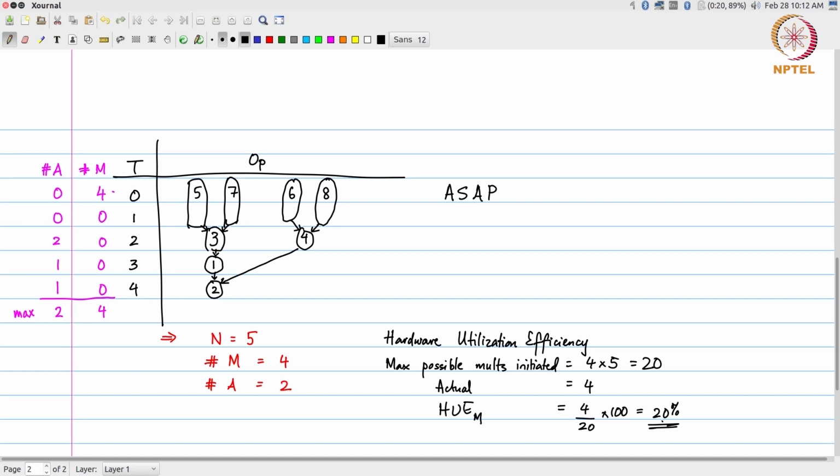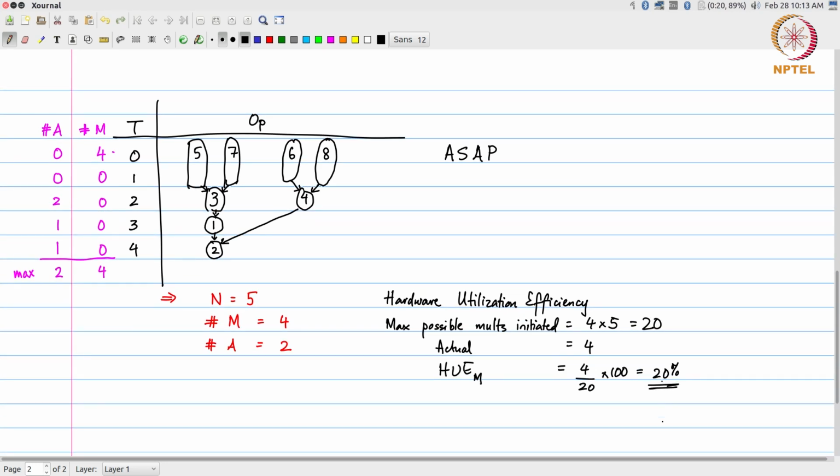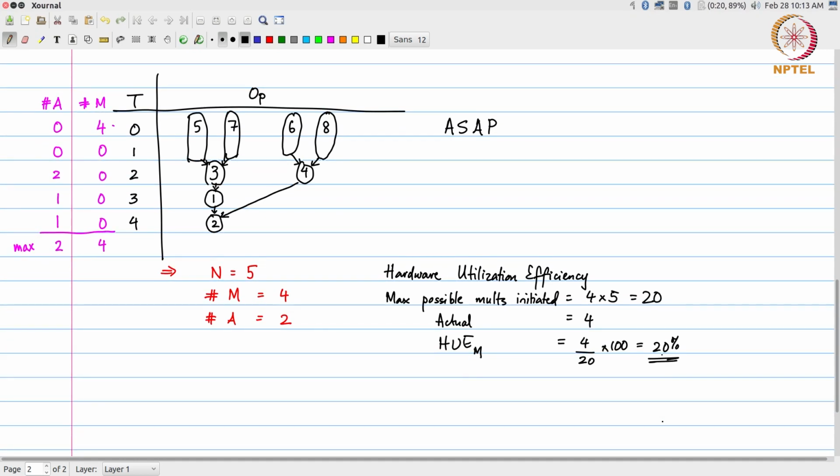The situation for addition is slightly better, simply because I have used only 2 adders. So let us do the calculation. The maximum number of possible additions is 2 into 5, so that is 10. The actual number of additions is once again 4. So the hardware utilization efficiency for the addition operations is 4 by 10 into 100, 40%. Slightly better, but still pretty poor.